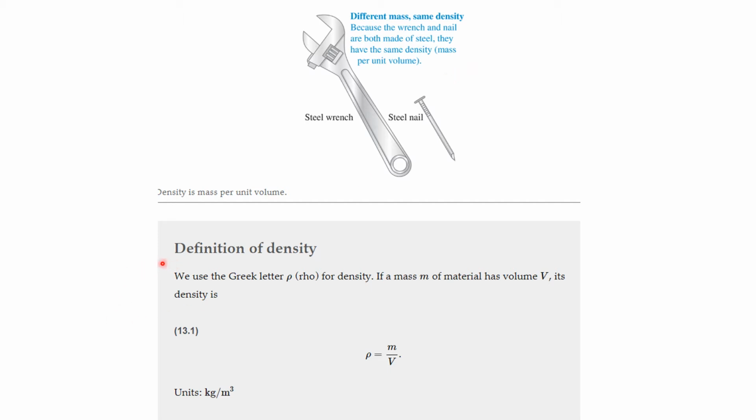The definition of density. We use the Greek letter rho, which looks kind of like a P, for density. If a mass M of a material has a volume V, then its density is rho equals mass per volume, and that means its units in the SI system would be kilograms per meter squared.